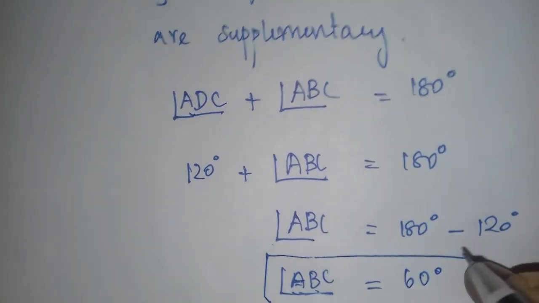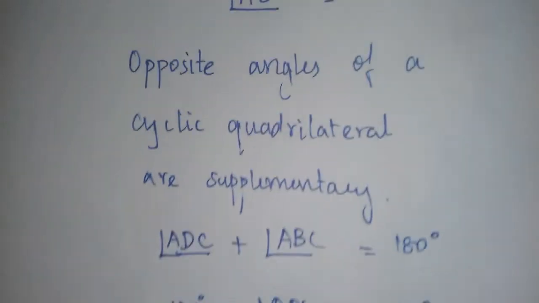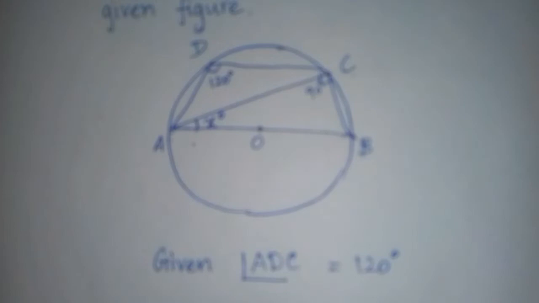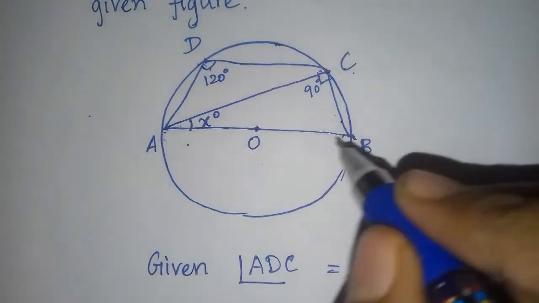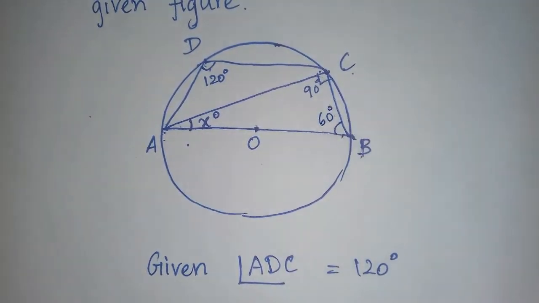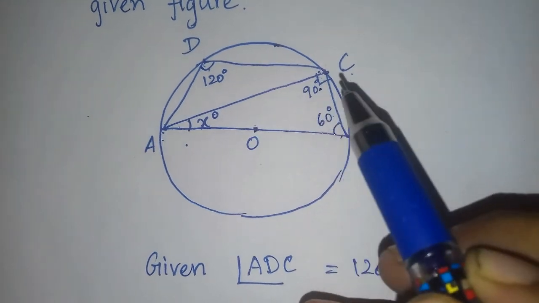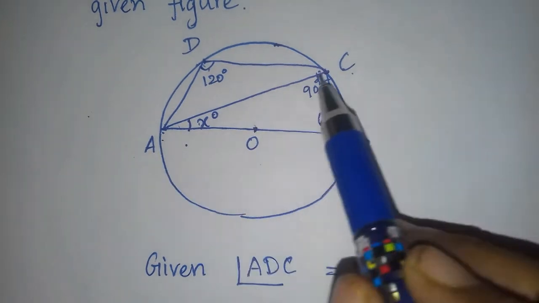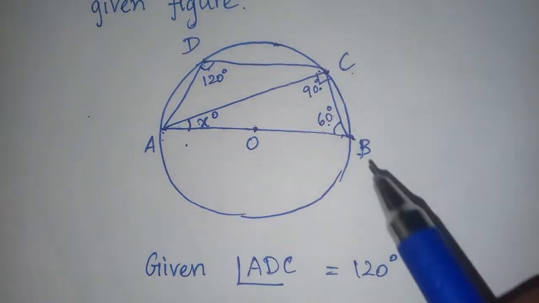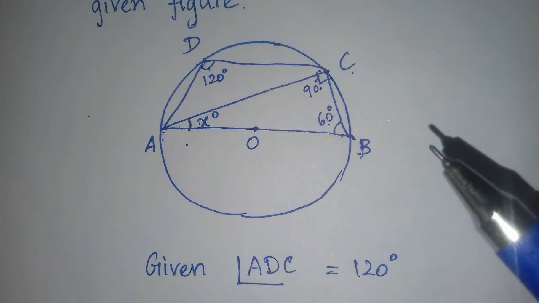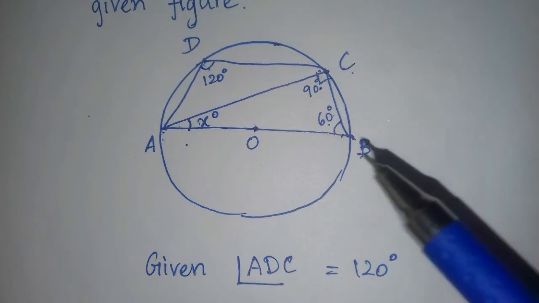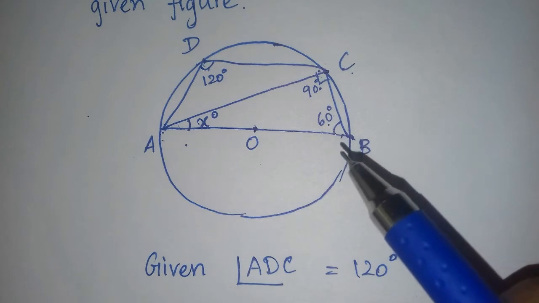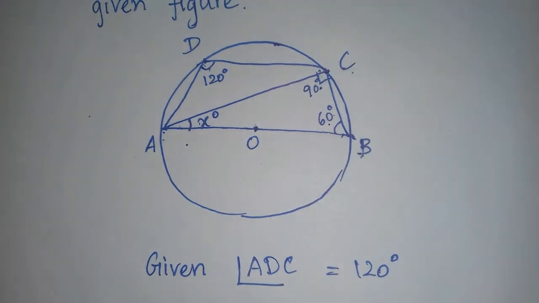Now we found the angle ABC. Okay. Now this angle ABC is 60 degree. Now we know this angle is 90 degree, this is 60 degree. Now we have to find this angle. This is a triangle. From triangle ABC, what can we say? The sum of the angles of a triangle is 180 degree. So if we add all the three angles, we should get 180 degree. If we solve that, we will get the value of x. Let me solve that.